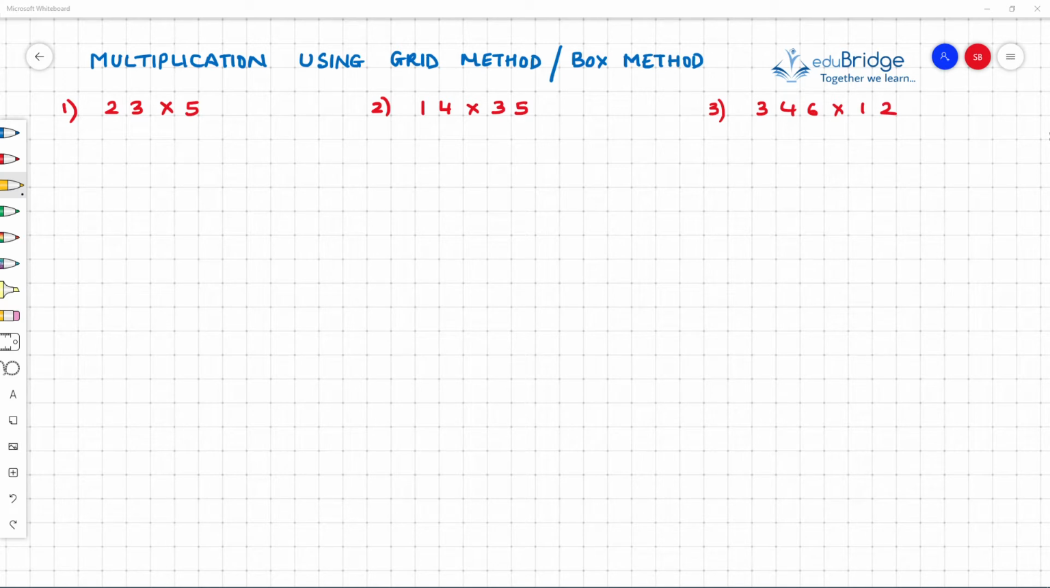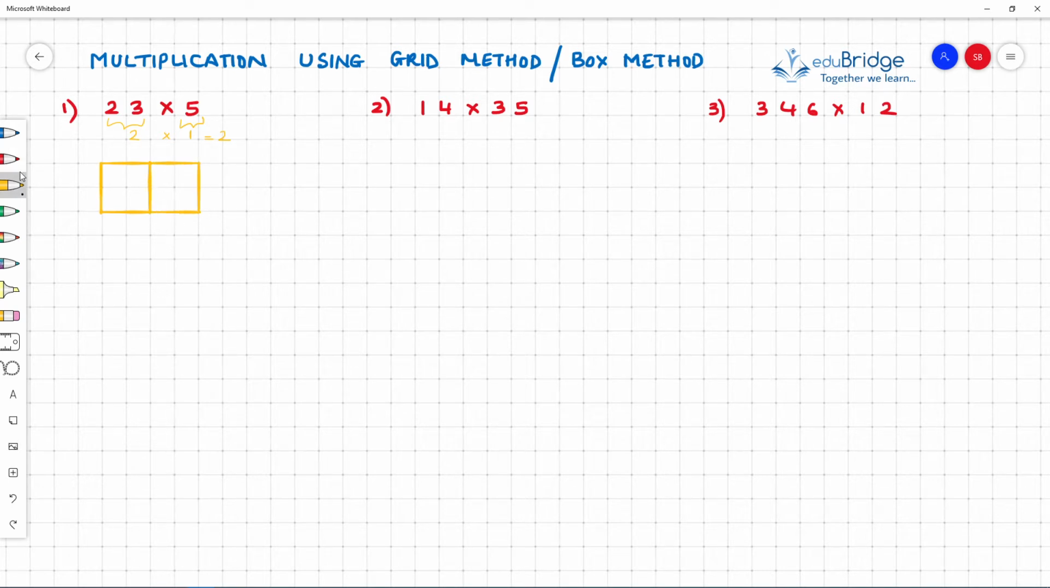Let's take our first example where we are multiplying a two-digit number by a one-digit number. So, we have 23 times 5. How do we draw the grid? We have two digits in the first place and one digit in the second place. So what is 2 times 1? 2. It means we need to make two boxes. So this is one box and this is my second box.